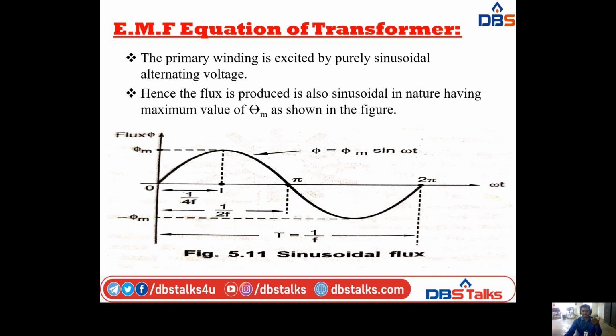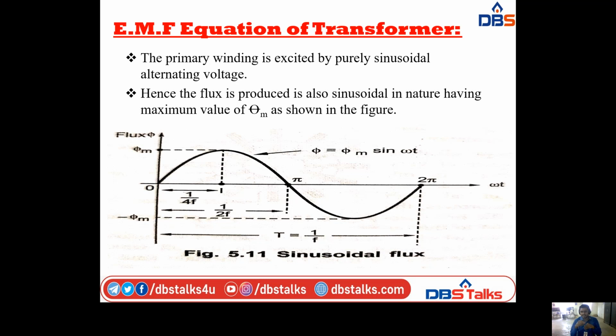It consists of the sinusoidal flux phi equal to phi m sin omega t, where phi m is the maximum flux. Next, it consists of the time periods 1 by 4f, 1 by 2f and 1 by f. The time period 1 by f is for the complete cycle, and 1 by 4f is for reaching the maximum flux. The half cycle from 0 to pi is in the time period of 1 by 2f. So like that we have the waveform.